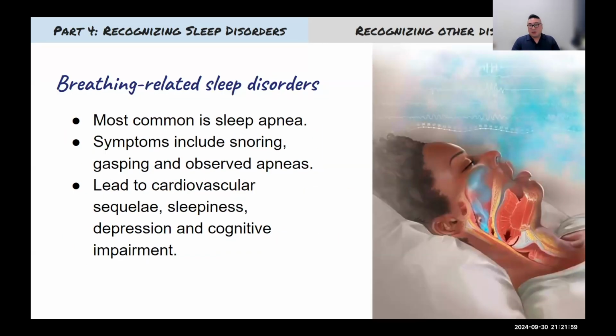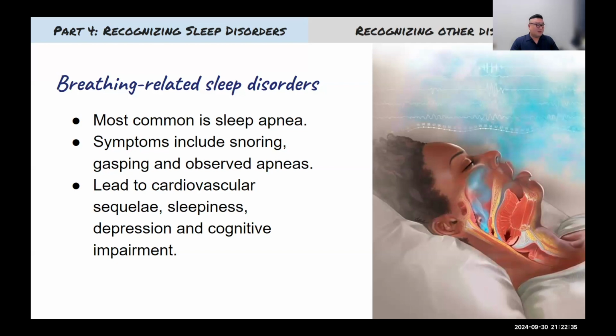Breathing-related sleep disorders are quite common. We recognize them in a sense that sufferers will endure symptoms of snoring, gasping at night, awakening due to gasping events, and bed partners or nursing staff might observe patients to stop breathing, aka observed apneas. If untreated, in the long term, they lead to cardiovascular problems such as high blood pressure, diabetes, heart attack, and stroke. Moreover, they cause excessive daytime sleepiness to possibly a dangerous degree, and they destabilize mood. We know that untreated sleep apnea is a risk factor for depression. And lastly, cognitive impairment.